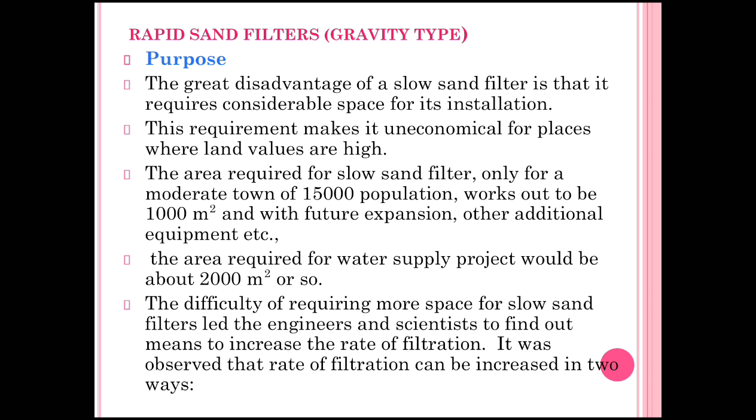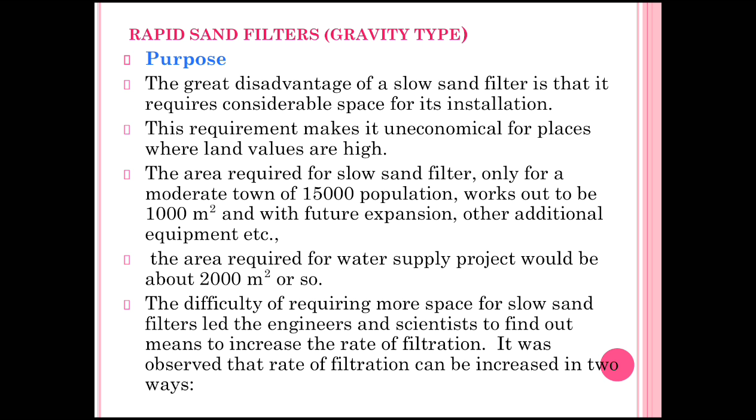The area required for the slow sand filter only for a moderate town of 15,000 population works out to be 100 square meter, and with a future expansion, other additional equipment, etc., the area required for the water supply project would be about 2000 square meter or so.